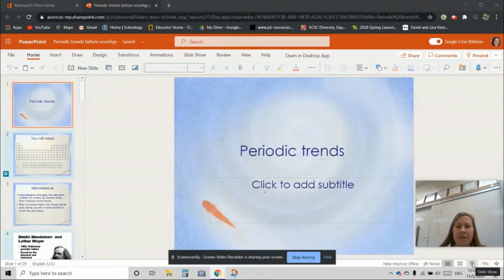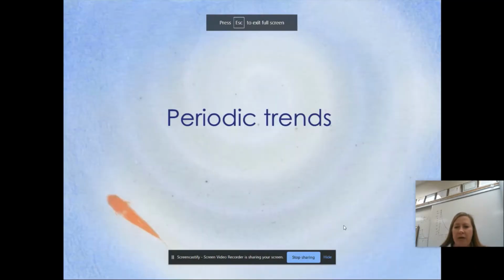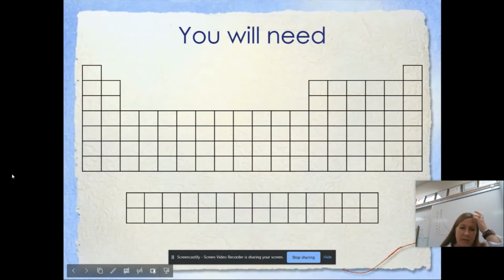Hi, chemistry students. Today we're going to be learning about periodic trends. For today's activities, you're going to need some paper to take notes and some pencils, or maybe colored pencils, to write with. It would really be beneficial for you if you had some paper copies of blank periodic tables.